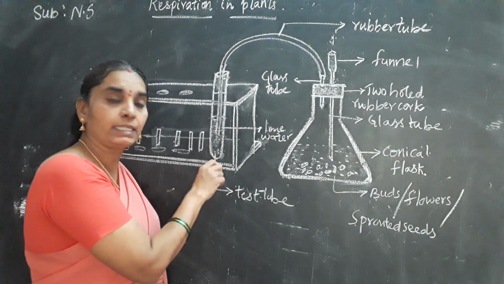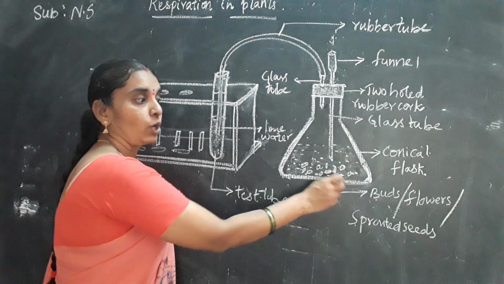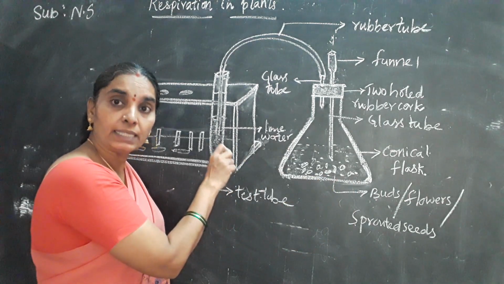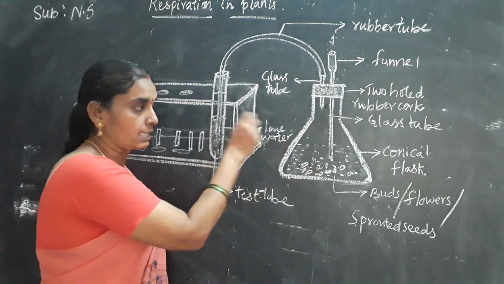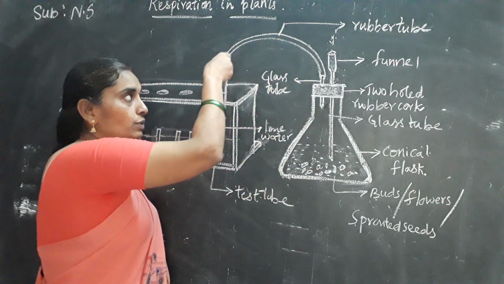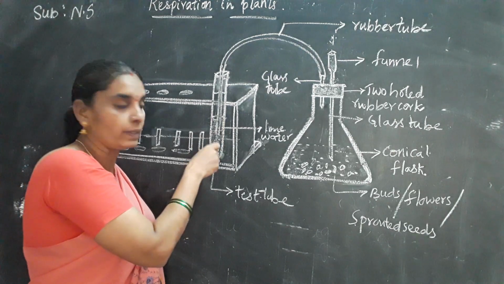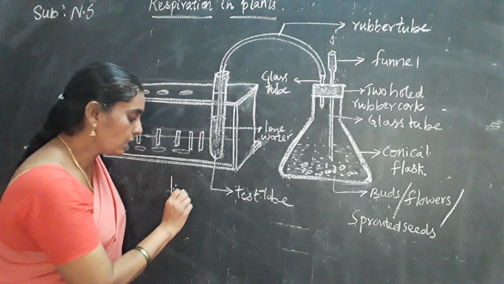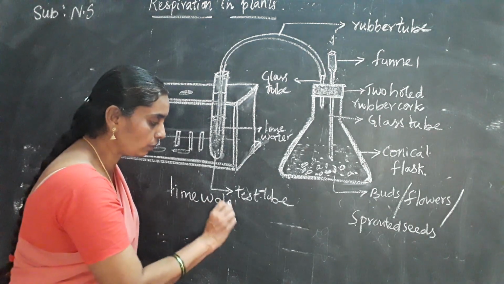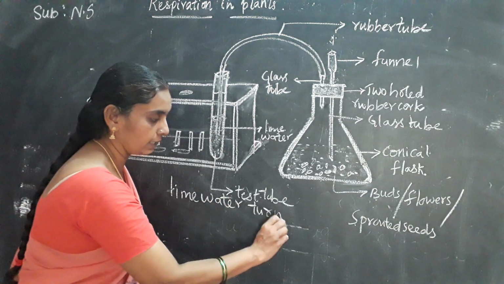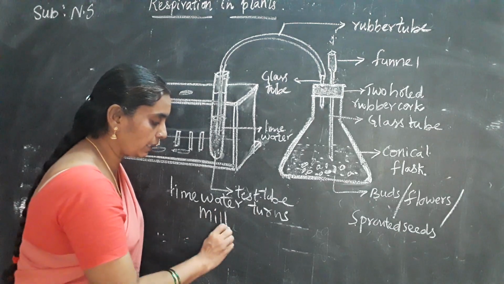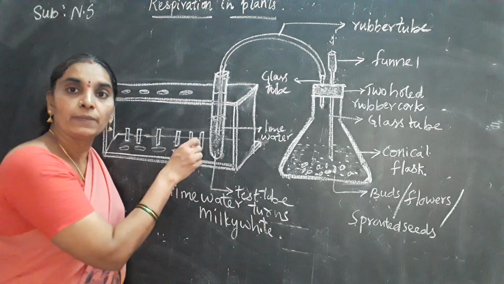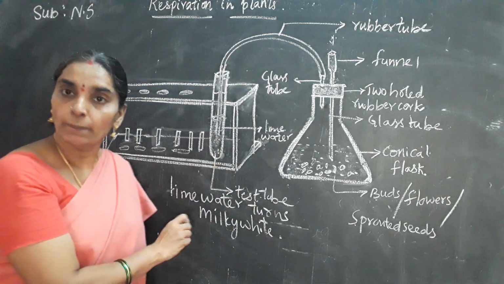This proves that the buds or the flowers or the sprouted seeds respire. That means they release carbon dioxide gas, which is moved through the rubber tube into the test tube and made the lime water turn to milky white. So lime water turns to milky white. What is this property? This is the property of carbon dioxide which turns lime water to milky white.